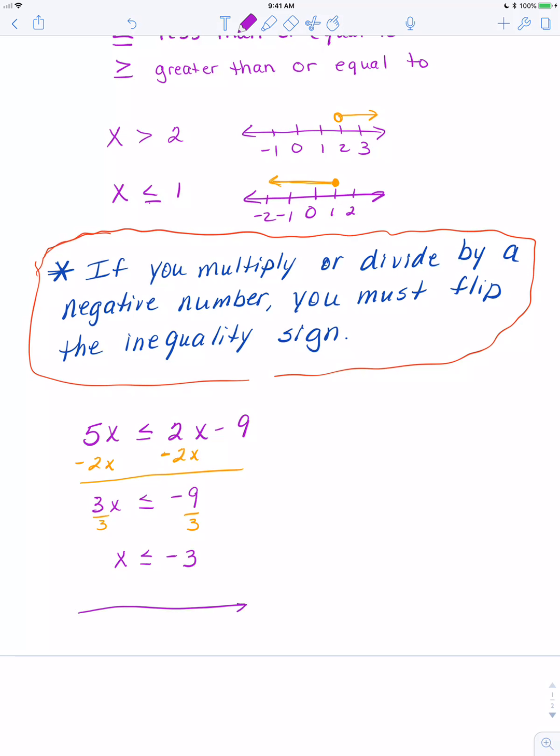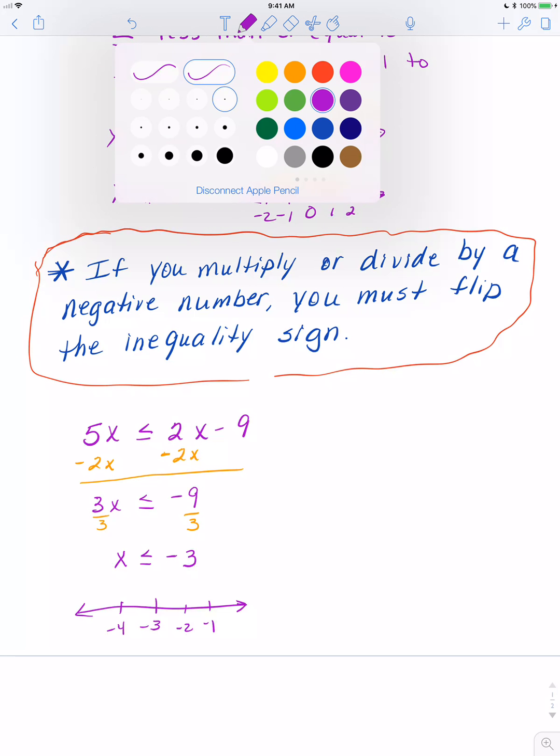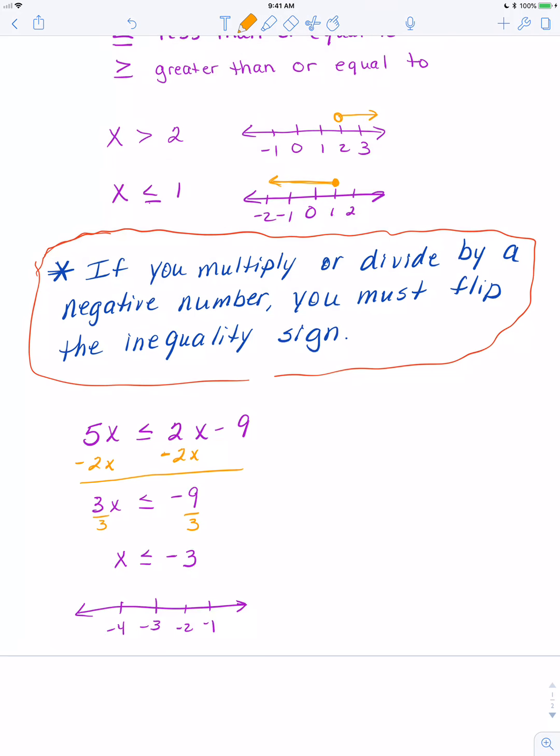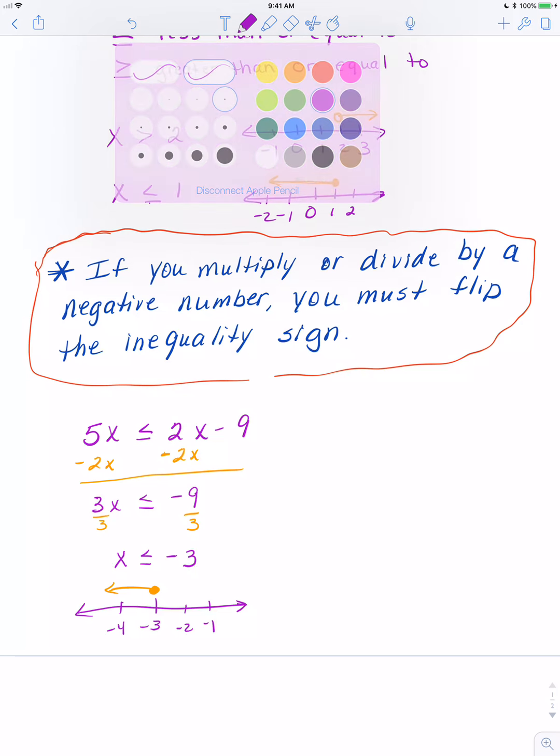And you usually have to graph these on a number line when you solve them. And so let's just say there's -3, here's -4, -2, -1. And we want to say x is less than or equal to, so that means a closed hole because it's also equal to. It's less than, so it's going to the left of the number line. Okay, let's work another one.